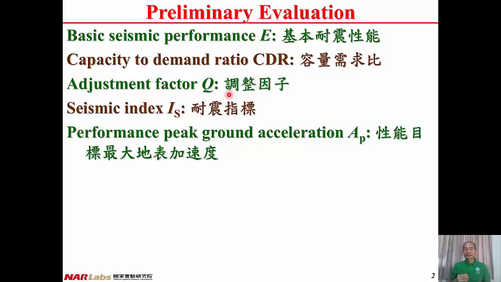In order to consider the conditions of the building, we have adjustment factor Q, in Chinese 调整因子. After considering the conditions of the building, then we come up with seismic index IS, in Chinese 耐震指标. In order to communicate with the general public, seismic index can be transformed into performance peak ground acceleration AP, 性能目标最大地表加速度. Performance peak ground acceleration is the peak ground acceleration that the building can resist.